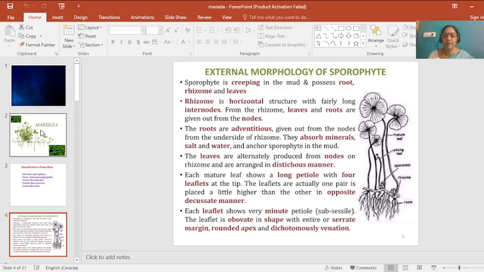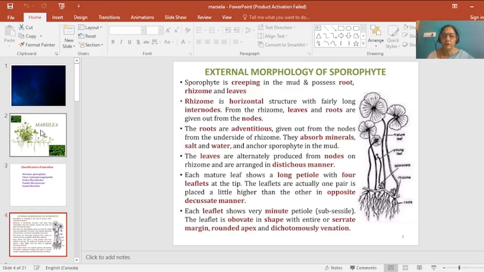The roots are adventitious, given out from the nodes and from the underside of the rhizome. They absorb minerals, salt, and water, and anchor the sporophyte in the mud. The leaves are alternately produced from the nodes on the rhizome and are arranged in a distichous manner.